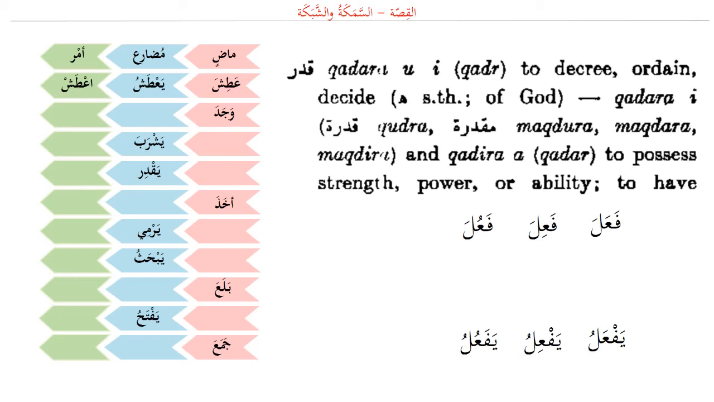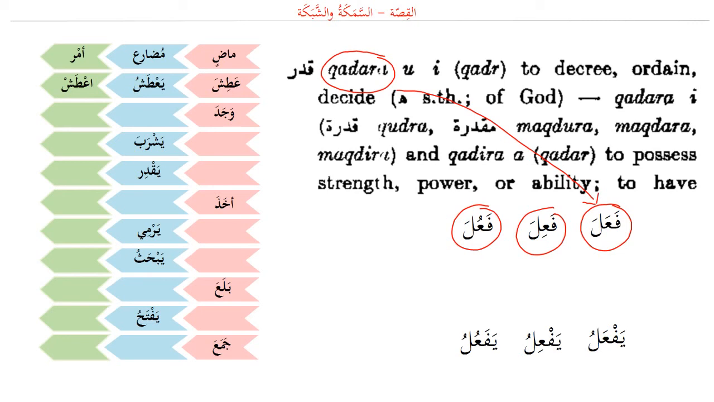Qadara. Again, you have to ask, is this in the pattern of fa'ala, fa'ila, fa'ula? How do you find out? Look at the English word. Very good. What is the middle letter? D, and that stands for dal. And after D is A. That means it's fatha. So it's fa'ala. Very good. Qadara.